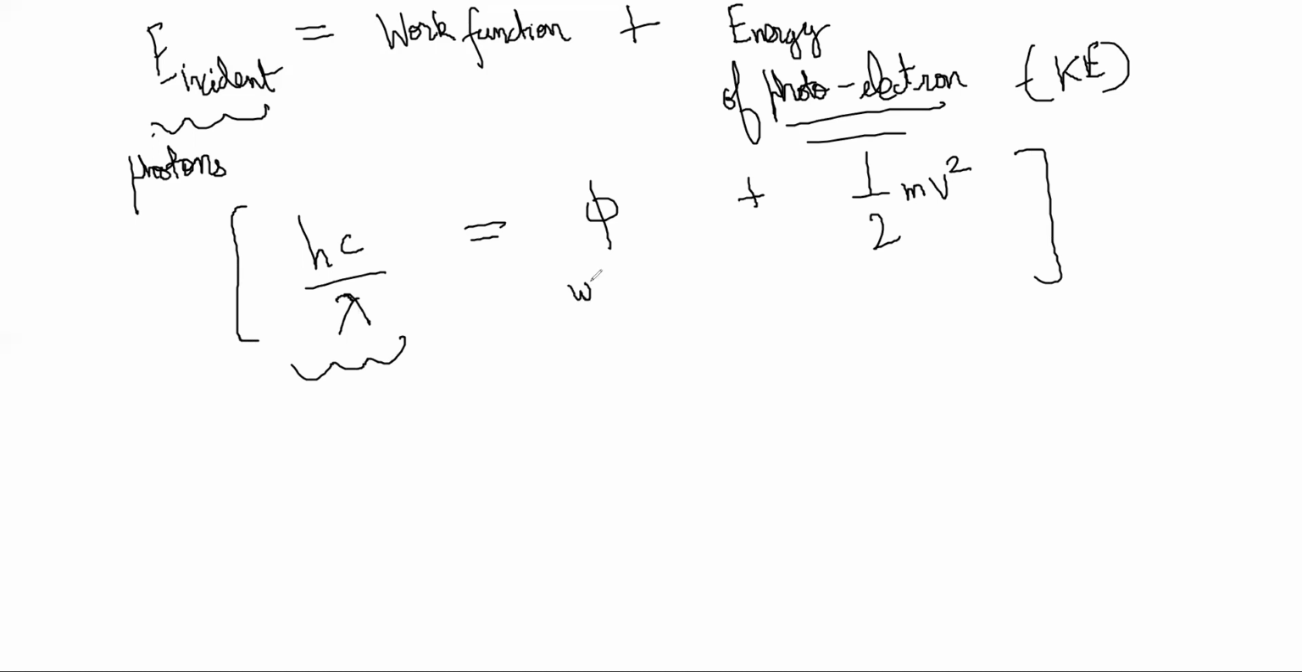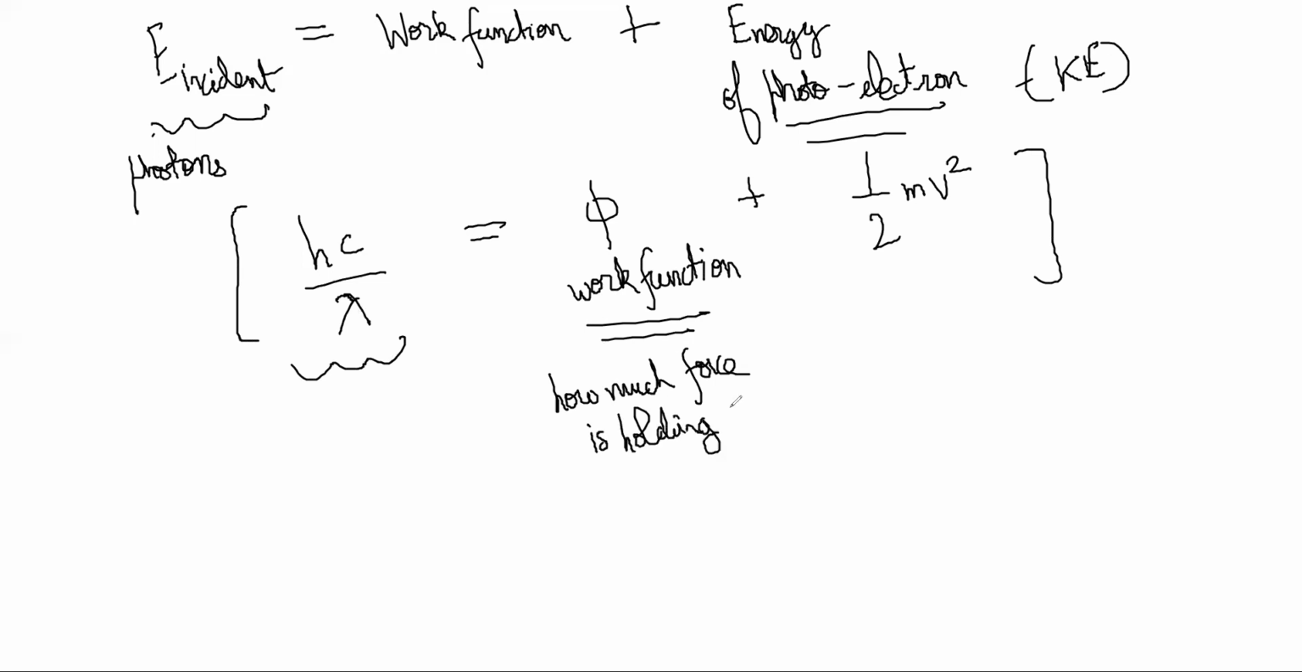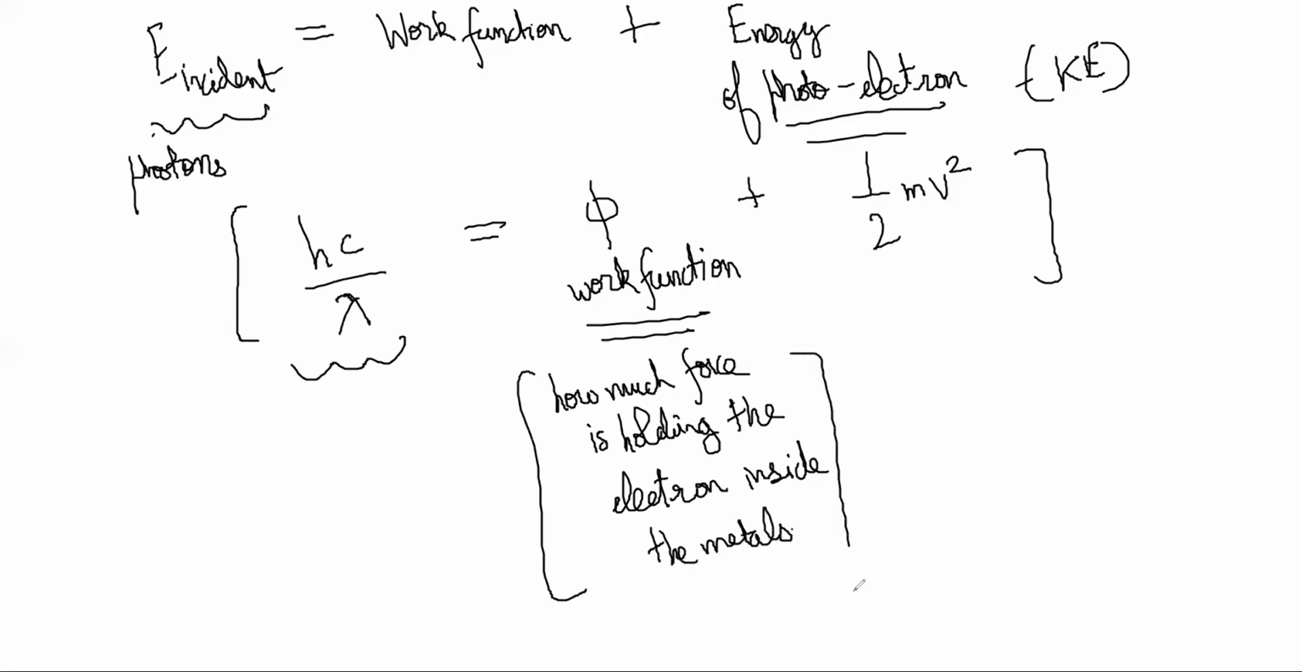So work function is another energy. Now, what is work function? Basically, work function is how much energy is required to extract an electron from the metal, that is, how much force is holding the electron inside the metal. So work function will be different for different metals. Some metals might hold their electrons more strongly. Some metals might not hold their electrons so strongly.